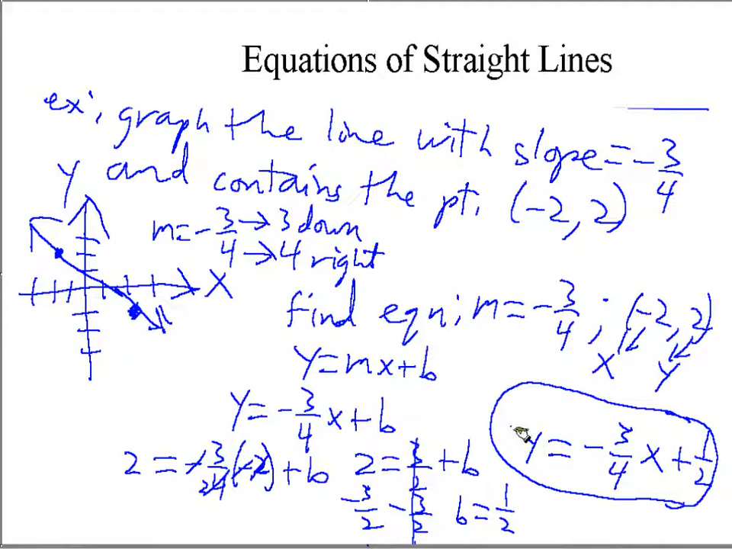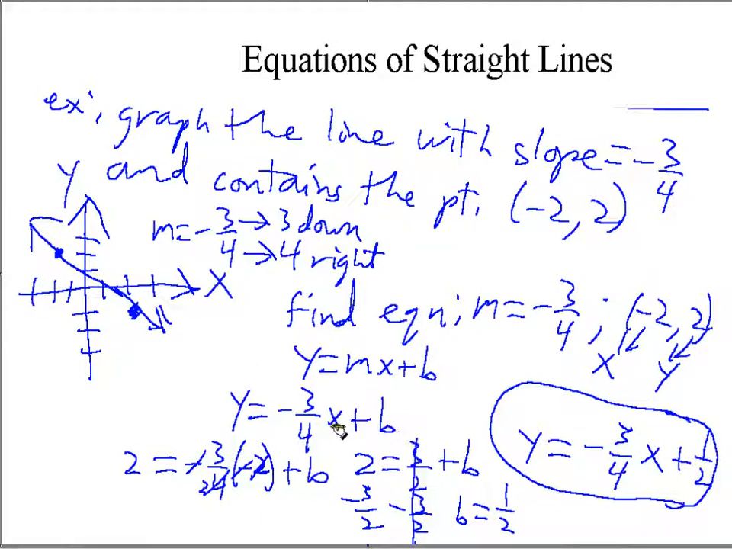Again, how do I get this equation? I start off with the mx plus b equation here, all right? Then I plug in my m. My m was given as negative 3/4 for the slope. M is the slope, right? Plug it in. I get this equation here, all right?